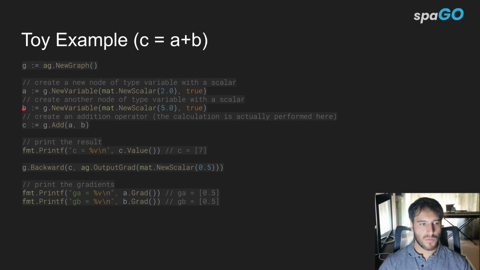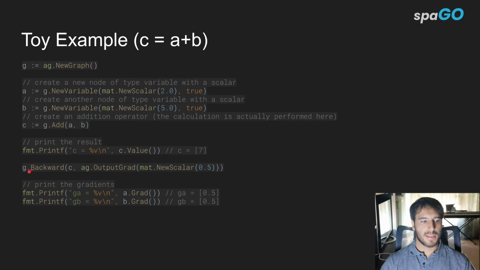Same story for the node B. You have a new variable, wrapping a new scalar with value 5. And then we create another node, and this node is no longer a variable, but an operator node, for instance, an addition node, where we ask the graph to perform the addition of A plus B. And we can print the results, and the calculation is actually performed there with the define-by-run approach, which is different than TensorFlow, where first you have to define the graph, and after that you can run this graph. Now here you write your code with your control flow, and the operations are actually performed.